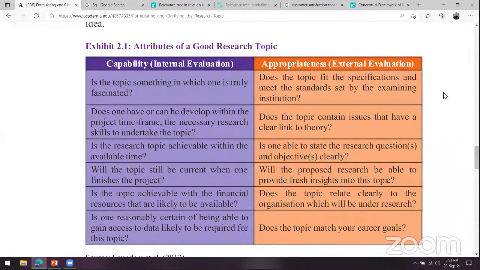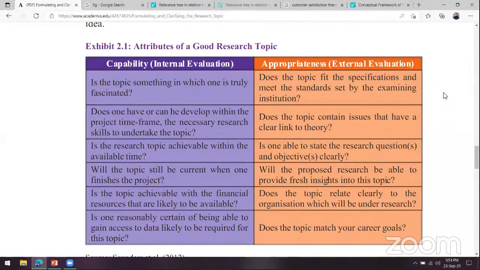We are doing academic research. We are not doing something like a survey, like who likes to eat KFC or who wants to eat McDonald's. We don't do that. Our research is academically linked. It has to have a theory with that. So in such a case, you must have a theory for that. Can the research objective and research question be clearly spelled out? Will the proposed research be able to offer fresh insight into this topic?